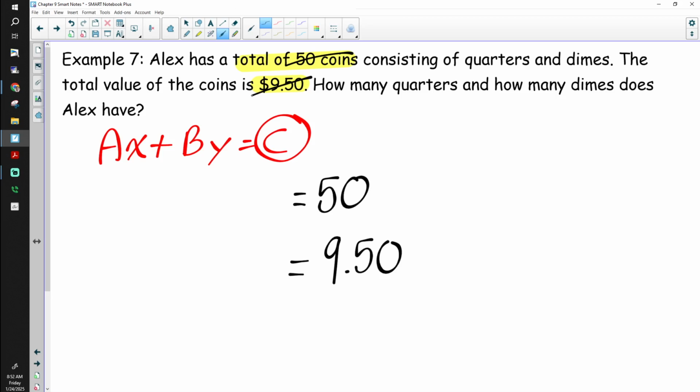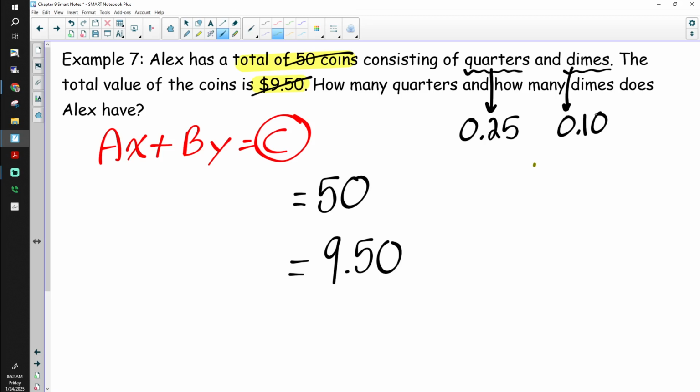We also know they're quarters and dimes, which the problem doesn't specifically tell us, but what do you know? Quarters are worth how much? 0.25. And dimes are worth 0.1.